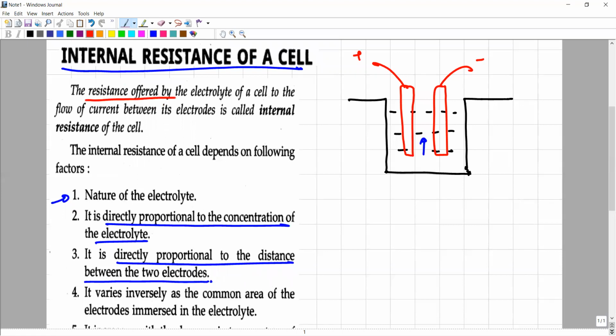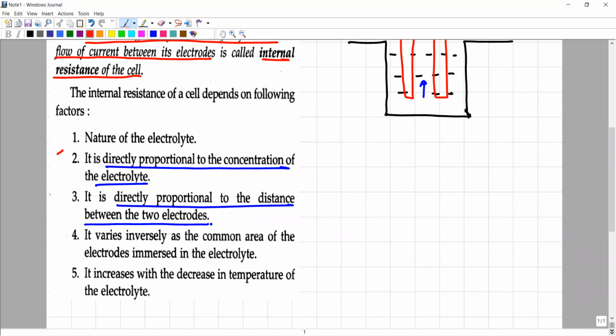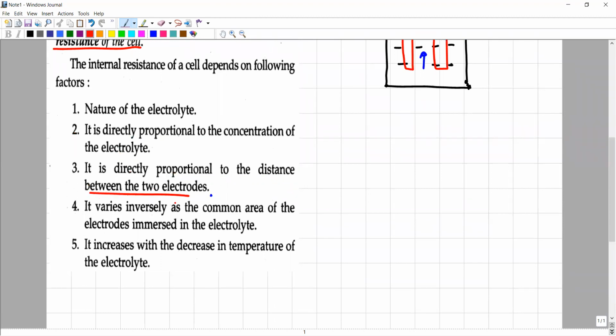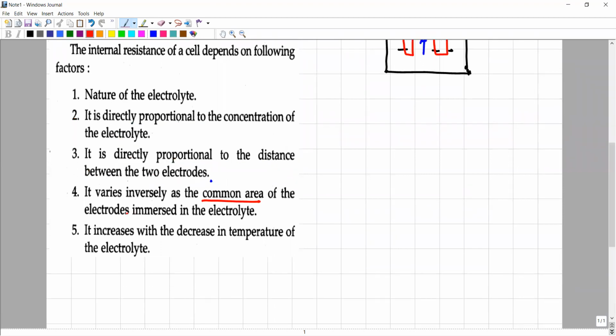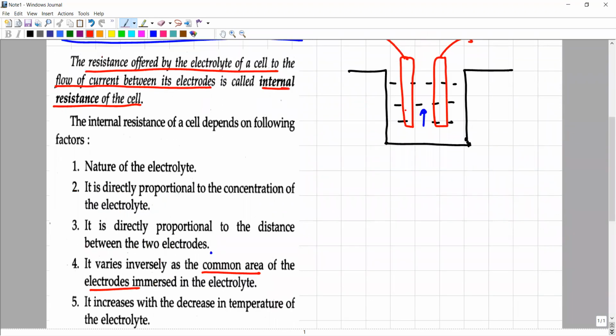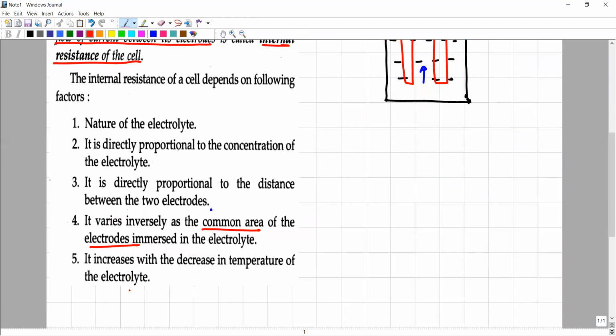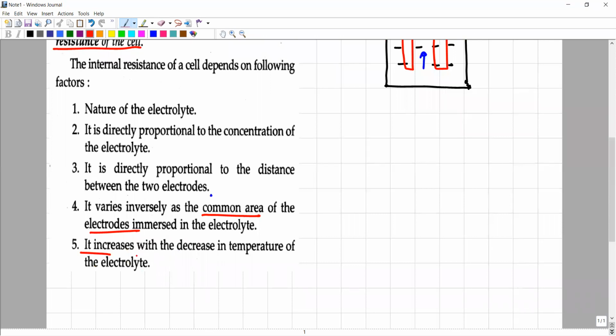So the resistance offered by the electrolyte of the cell to the flow of current between its electrodes is called the internal resistance of the cell, and it depends upon the following factors: the nature of the electrolyte, the type of the electrolyte, then the distance between the electrodes, and it is inversely proportional to the common area of the electrodes. That means, how big is the electrode that you have inserted into this electrolyte, what is the surface area, and so on.